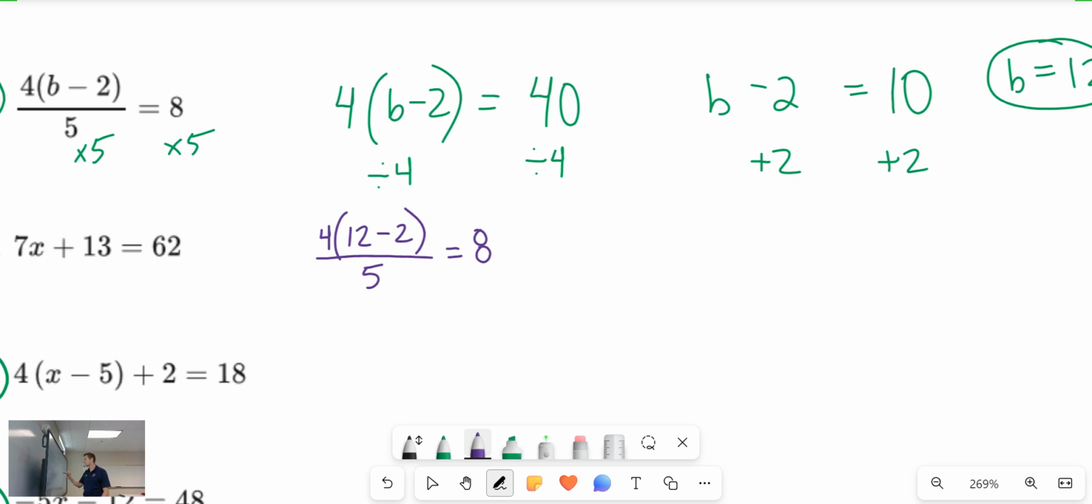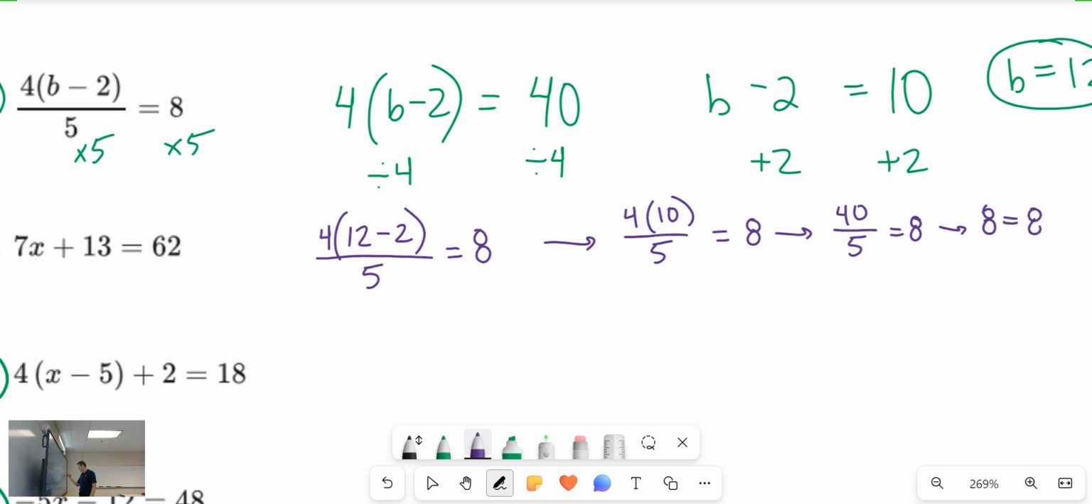All right, so the first thing is in the parentheses, 12 minus 2, right? 12 minus 2 becomes 10, so this should be 4 times 10 divided by 5 equals 8. Next thing we do is the 4 times 10, so it becomes 40 divided by 5 equals 8. And finally, if we do 40 divided by 5, we do end up with 8 equals 8. So we ended up with 8 equals 8, or something equals itself.